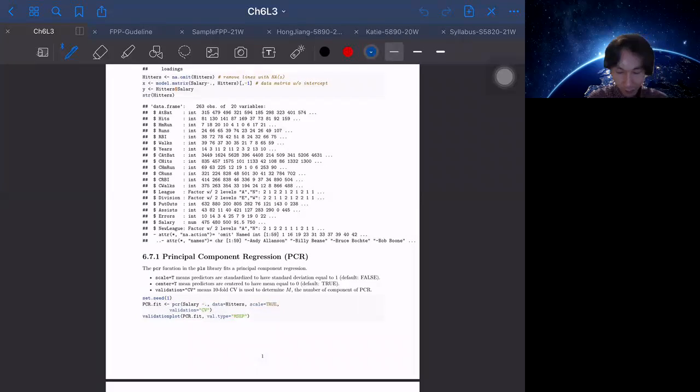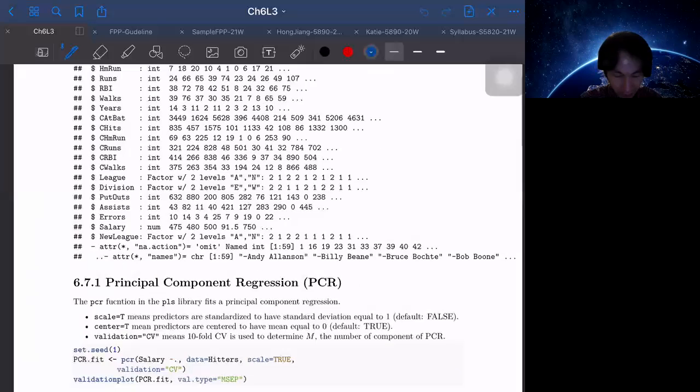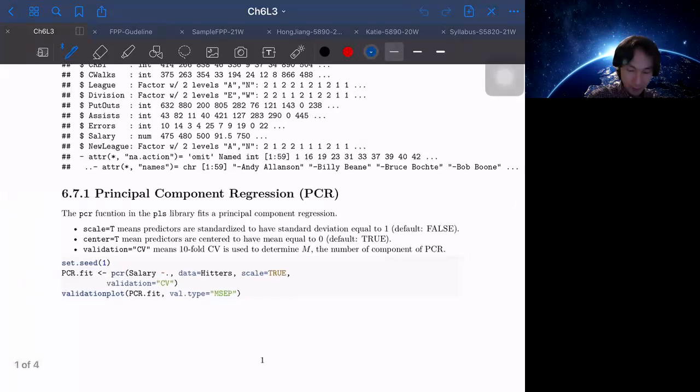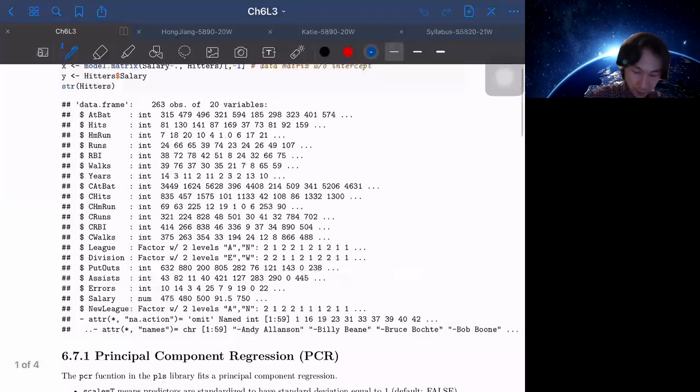I have some problem with the iPad. It does not scroll.